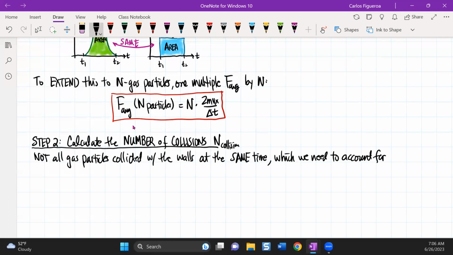So in this case, what we're really doing here is going from n to n collision. Okay? So what I'm really looking at is this. Now, if I look at the average force, I'm going to rearrange this, and this is what's going to happen. I'm going to have the number of collisions per unit time times 2mvx. That's what we're after right there.